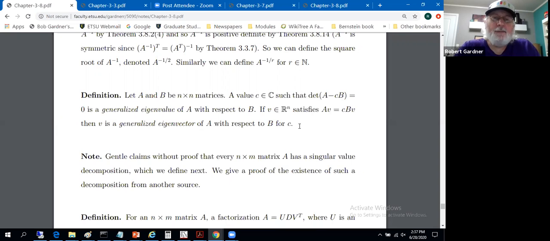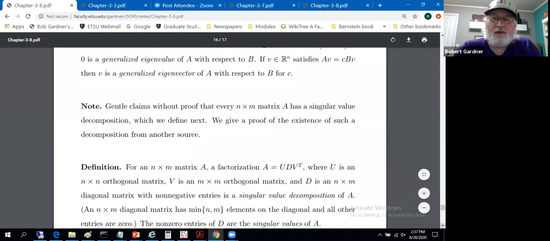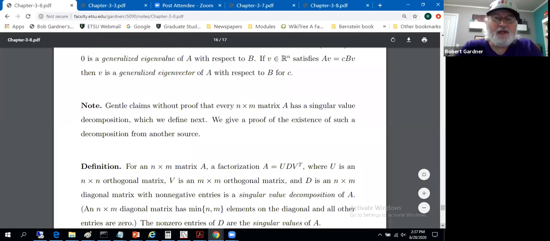But there are some more general ideas of eigenvalues and eigenvectors than the ones we deal with. And we're not going to really deal with them, I don't think, in here. There may be a homework exercise related to some of that.